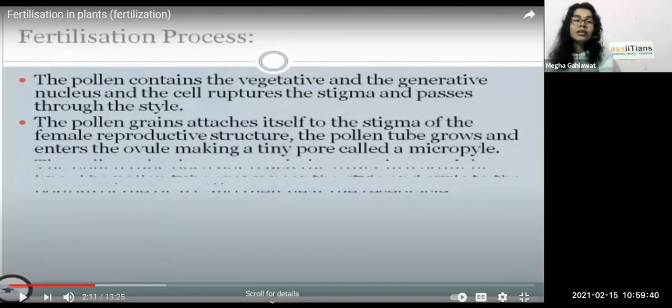Now the important thing here is whenever there is the penetration of the pollen tube into the ovary and an egg or the ovule, the pore through which the entire pollen tube penetrates or enters into the egg is called the micropyle.